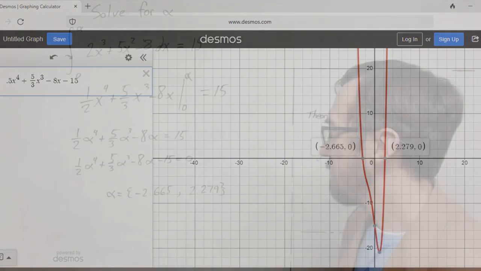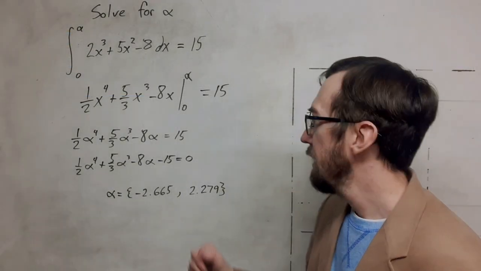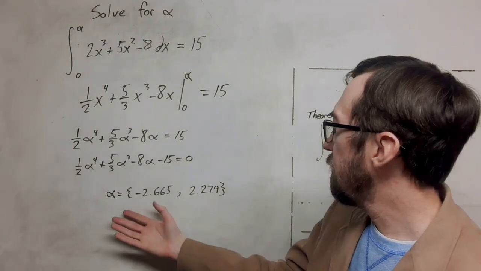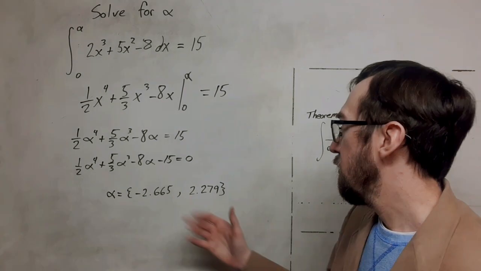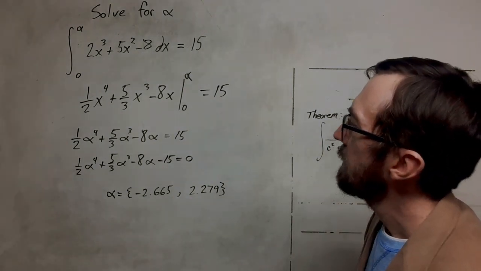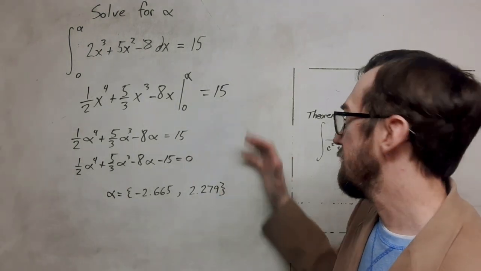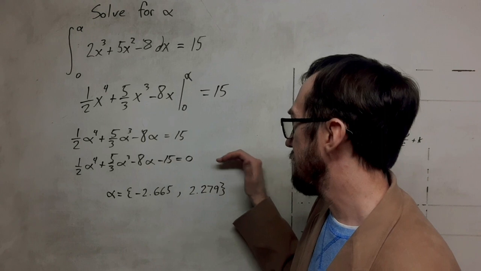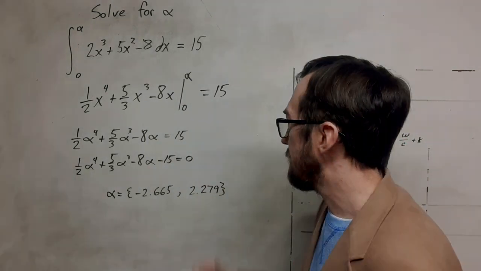Today we're going to just go with the values that we get from the graphing approach, and we're going to find that alpha can be negative 2.665 or 2.279. So our focus has been on the calculus today and the algebra up to this point, and we are using the graphing approach to find these solutions.